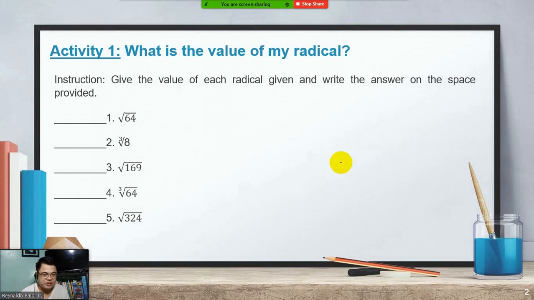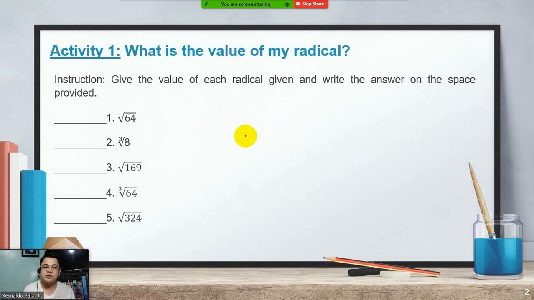So, as a beginning activity, let us answer this. What is the value of my radical? The instruction is, give the value of each radical given and write the answer on the space provided. This is in relation with the previous table that we have answered in the previous video.